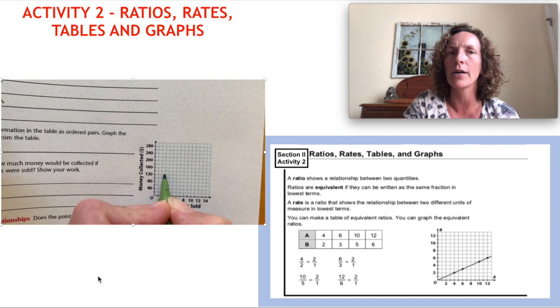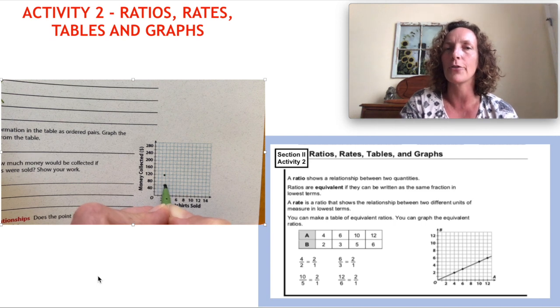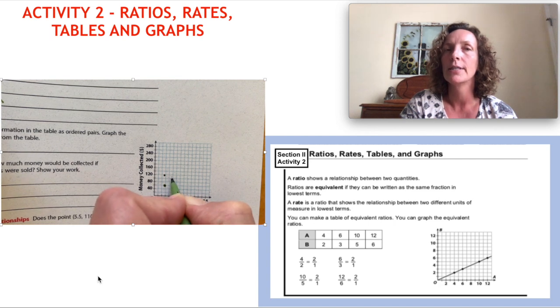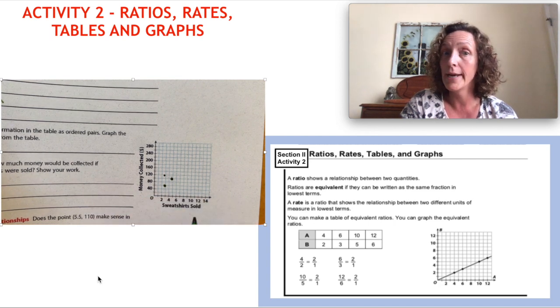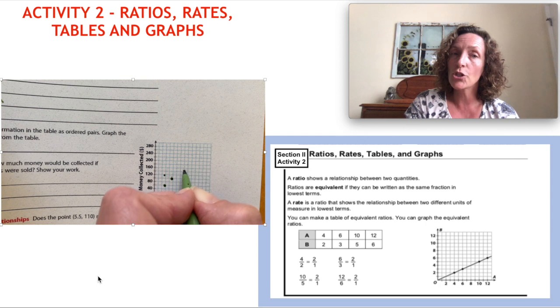Oh, I went too far. Ignore that mark on my graph. We're going to pretend I did not do that. And we're going to move right there. 3 sweatshirts cost $60. The next ordered pair, we had that 5 sweatshirts cost $100. Then we did 8 sweatshirts, and 8 sweatshirts was $160.